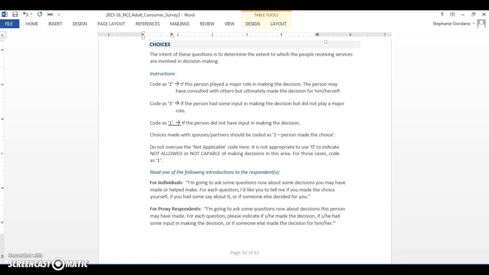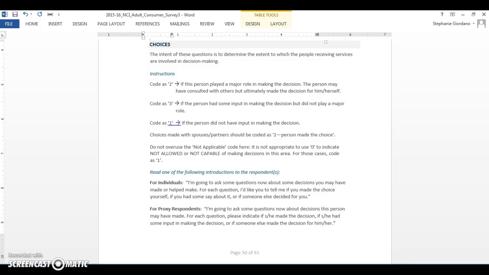The next part of Section 2 goes into questions about choices and decision making. As usual, we have 3 different response options for each of these questions. First, that the person played a major role in making a decision. That may be that the person talked with other people before making a decision, but ultimately the individual made a choice by his or herself. It may also be that the person consulted with a spouse, and we would still code this as 2, the person played a major role in making the decision.